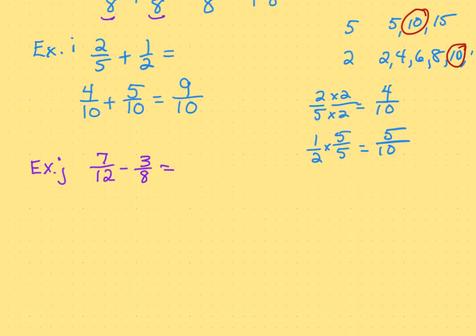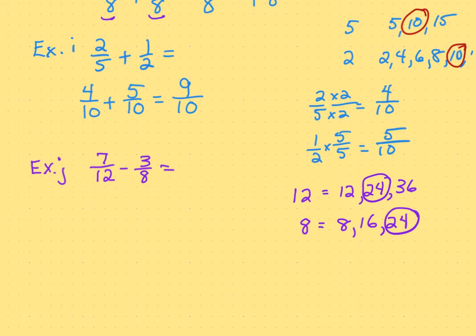With example J, we will be moving into subtraction. Notice that the denominators are not the same. So the first thing we need to do is find a least common denominator. All right, to do that, let's look at the multiples of 12. 1 times 12 is 12. We'd have 24. We'd have 36. We'd have, wait a minute. Let's try 8. 8 times 1 is 8. Times 2 is 16. Times 3 is 24. Ah, there we go. We've found a common multiple. We can stop there. Now we know our least common denominator must be 24.